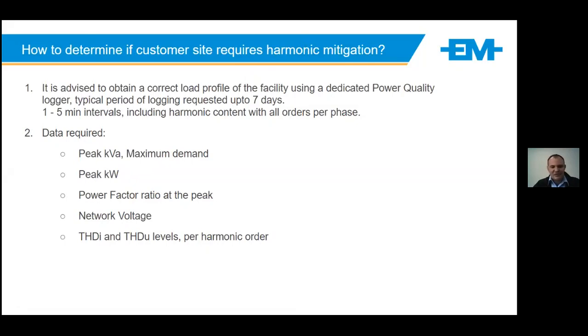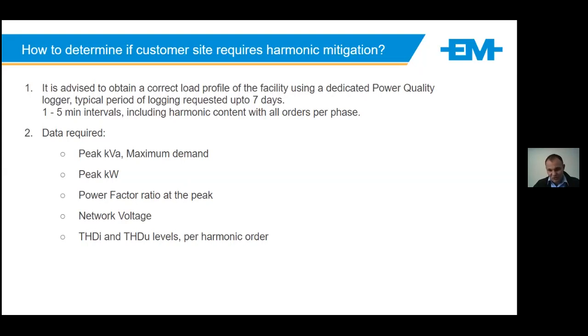And then similar to the normal power factor, again, peak kVA, peak kilowatt, the power factor ratio, the network voltage, and most importantly, THDI and THDU per harmonic order. With this data, and only with this sort of data, will you be able to say, all right, do I need a power factor system with reactors to protect the capacitor banks? Or is the content so high that I need another form of mitigation on the site?